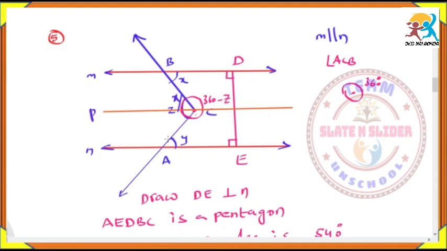And the lines P and N are parallel, so it will be the transversal. If it is a transversal, then this is angle y and this is also angle y. So the sum of these two is z. So we can write x plus y is equal to z. This is the second method.